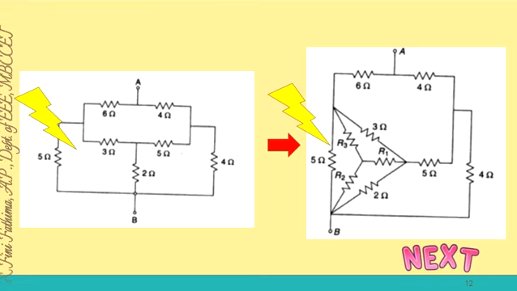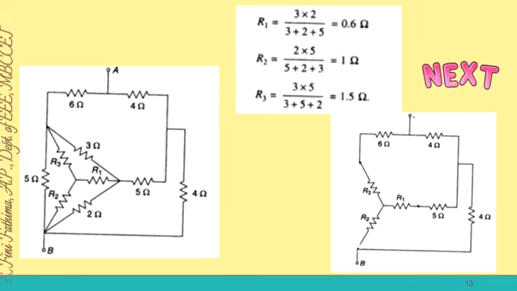In order to find this R2, we have to multiply the adjacent sides. That is 5 into 2, that is 10. 10 divided by the sum of the resistances. Sum of the resistances means 5 plus 3 plus 2. So R2 is equal to 5 into 2, that is 10, divided by 5 plus 3 plus 2, that is 10. So R2 value should be equal to 1. Shall we check the answer? So here, look, R2 value is 1.